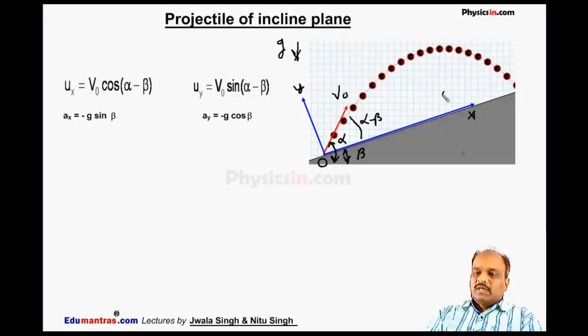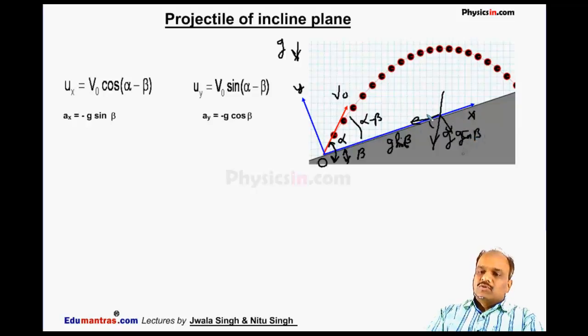In the same way, we know acceleration due to gravity always acts vertically downward. So one component of g is in this direction. This is g sin beta, because this angle is beta, so this is 90 minus beta, and cos(90 minus beta) is sin beta. The other component of g, perpendicular to the inclined plane, is g cos beta. So the acceleration of the particle in air along the incline is Ax equals minus g sin beta, and Ay is minus g cos beta.